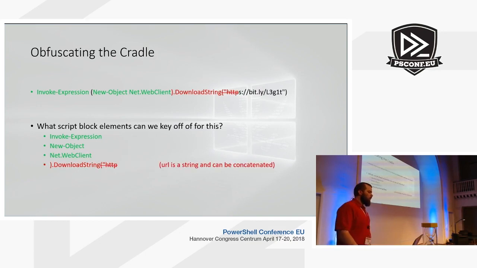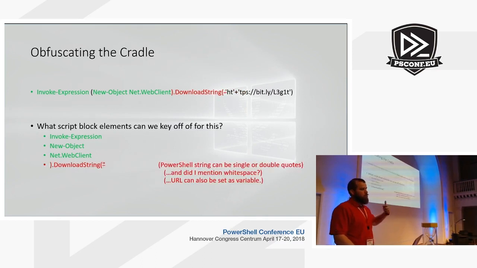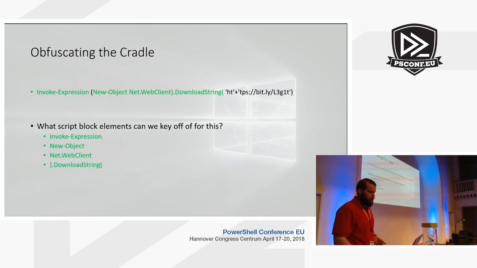Next, HTTP. Well, if we look at this as tokens, this is just a string. So an attacker could just concatenate it like that, easy. So maybe we don't want to have HTTP in our detection there. In addition, you could also use single quotes, double quotes, white space. You could set it as a variable before. There's a lot of things you could do there.